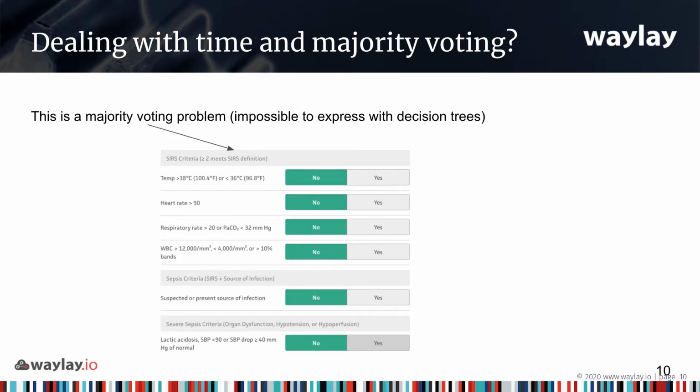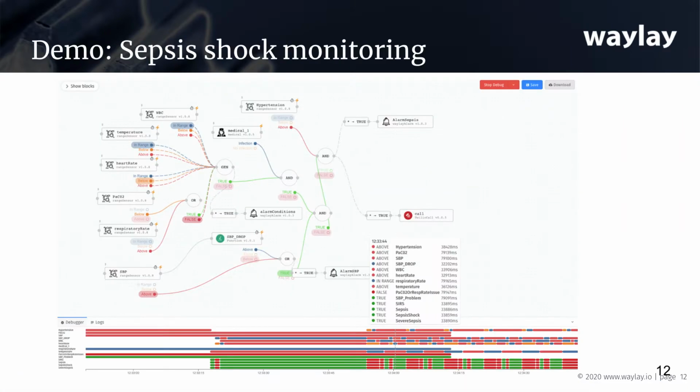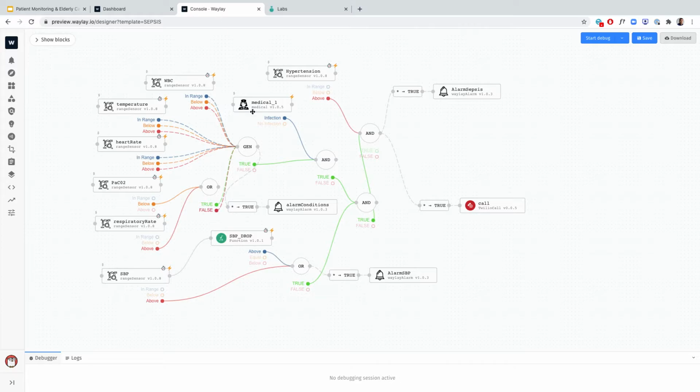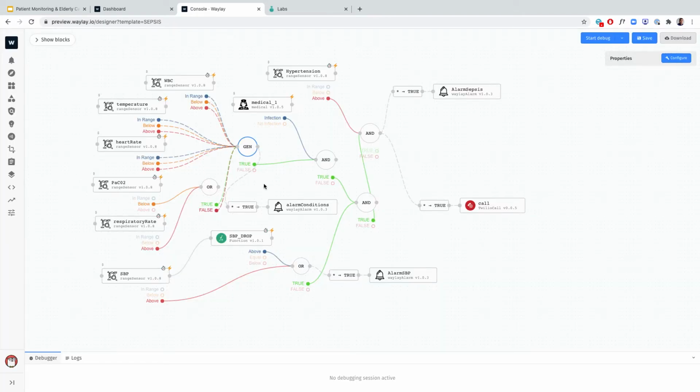So then obviously the question is, is there another way to implement such diagnostic rules? And today I will show you how you can do that with our automation technology. So let me go directly to a demo and present different ways to express the same problem. Here I have the same sepsis shock example where I can configure different measurements and also describe the majority problem. And moreover, we can read through each of these decisions and measurements to understand what the next action is going to be.